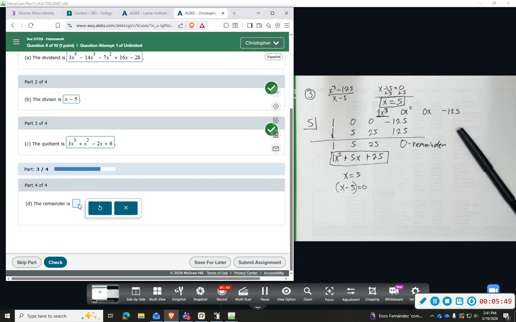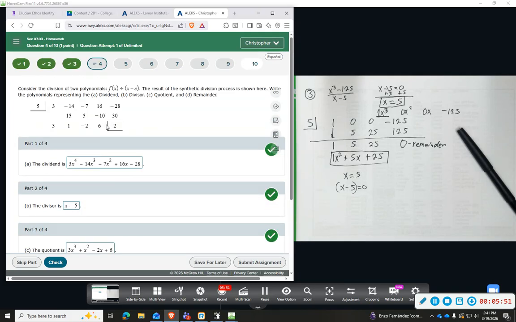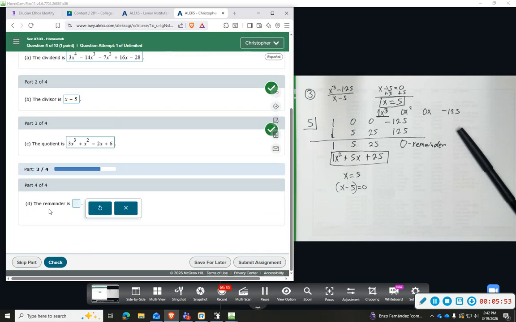Alright, and then it says the remainder. So the remainder is what we get at the end. So 2 is our remainder this time.